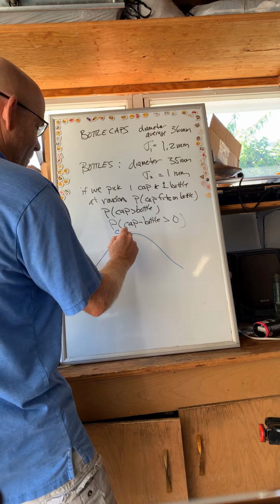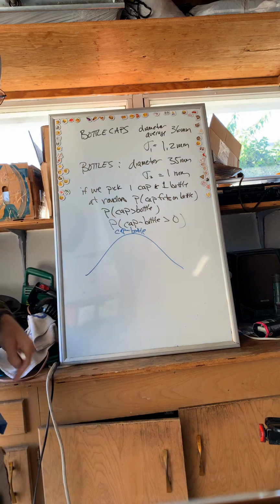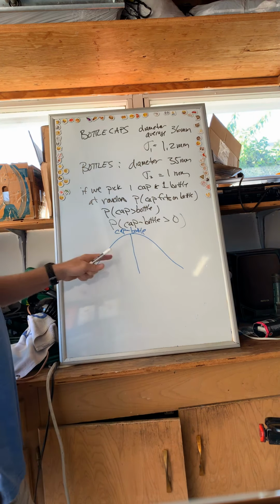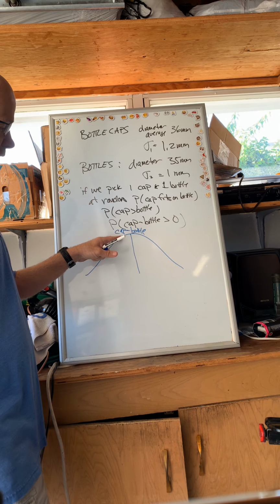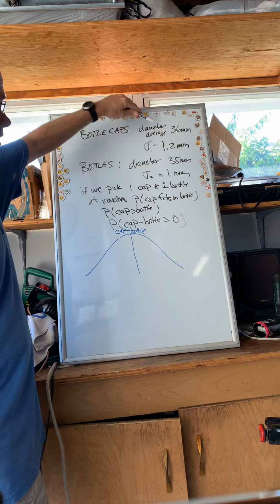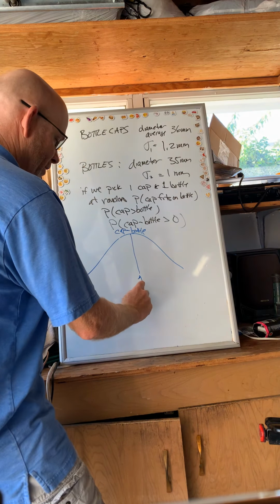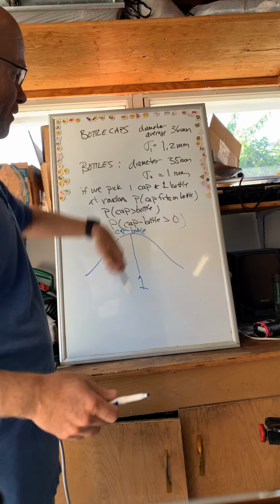If I do cap minus bottle, the mean of the cap minus bottle, as I combine them together, is just going to be whatever the mean of the cap is minus the mean of the bottle. The mean of the cap is 36. The mean of the bottle is 35. So the difference is going to be 1. If we were adding them together, it would be, of course, 71.